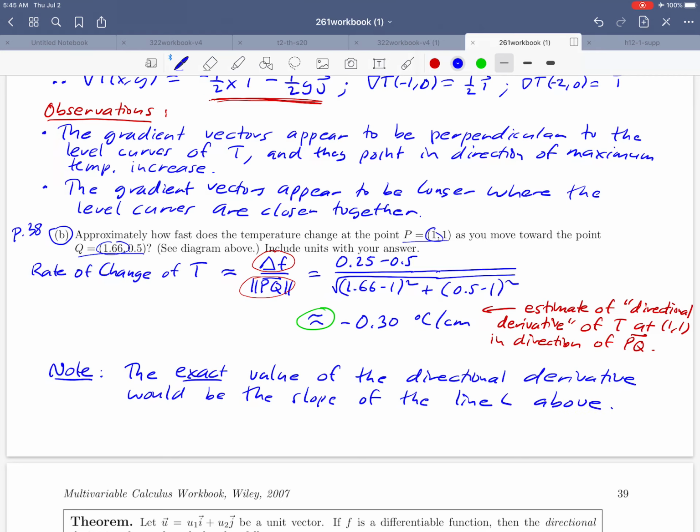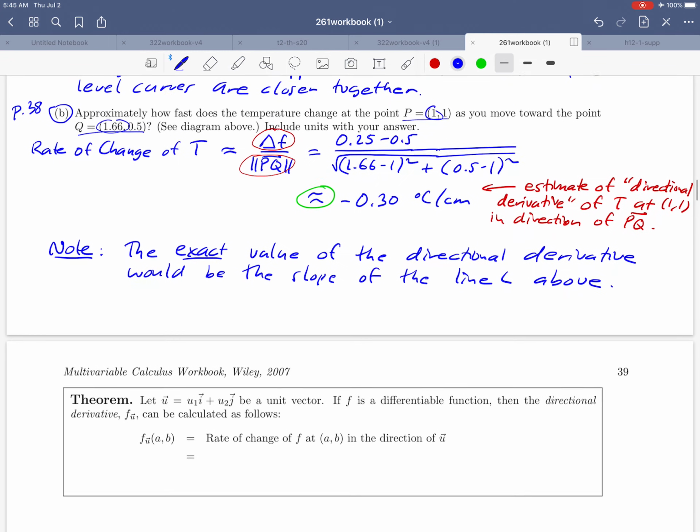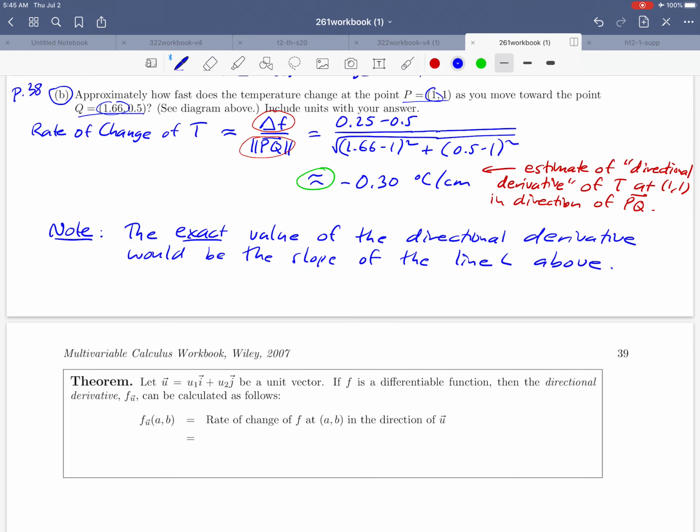But then the question is, how do we find the slope of that line L? It turns out there is a nice formula for doing that. So we'll scroll ahead to the next page here. Take a look at this theorem. It's going to start us off with an assumption. Let's suppose that u equals u1 i plus u2 j is a unit vector. Do you remember what that means? A unit vector is just a vector that has length 1.